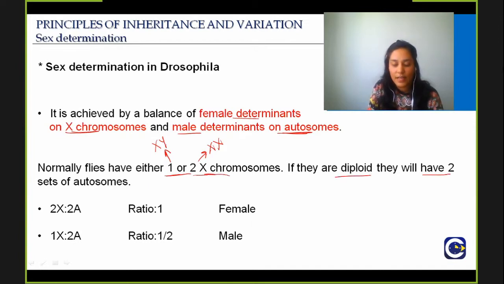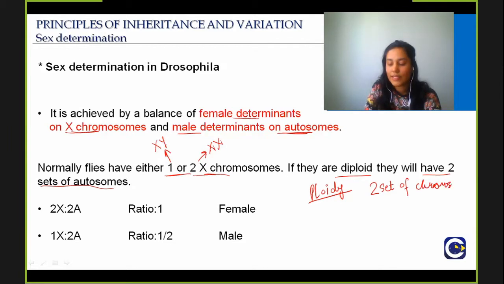If they are diploid, they will have two sets of autosomes. What does sets of autosomes mean, guys? This is important to understand here. Sets of autosomes means the ploidy number. Humans are diploid. We have two sets of chromosomes. Okay, there is a difference between set of chromosomes and pair of chromosomes. So basically set of chromosomes means ploidy. Two sets of chromosomes are present in Drosophila. Why? Because they are diploid.